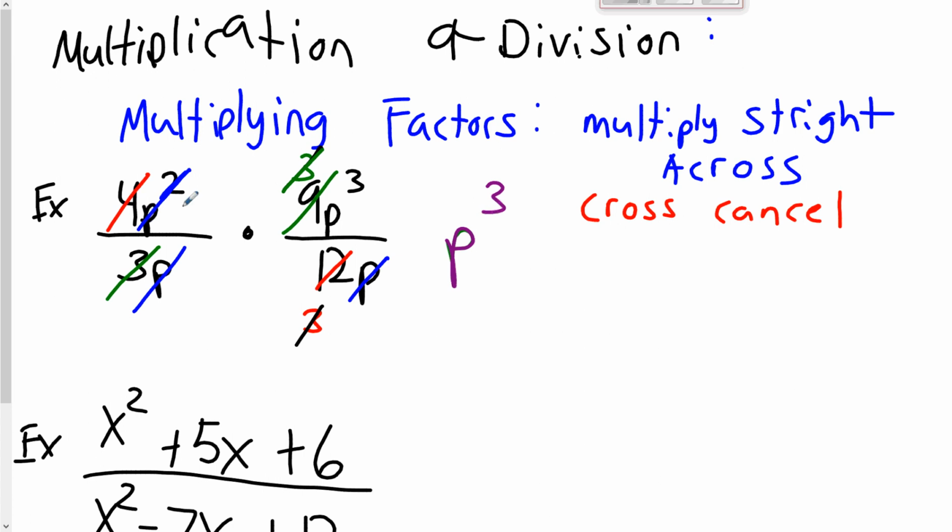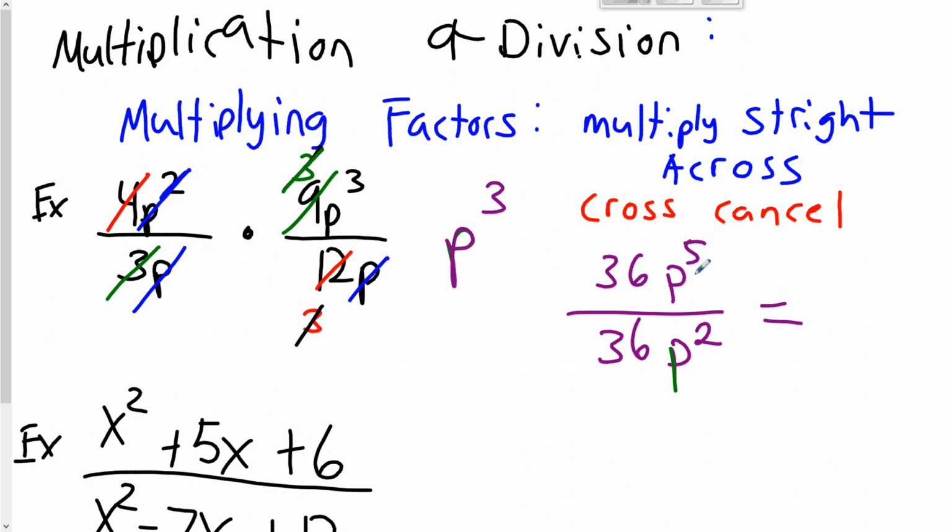You can multiply straight across, right? 4 times 9 is 36. What's p squared times p to the third? P to the fifth. Okay, can I multiply straight across down bottom? 3 times 12, 36, p times p, p squared. Now can I take 36 divided by 36 and get 1? What's p to the fifth over p squared? P to the third. So see how we get p to the third.